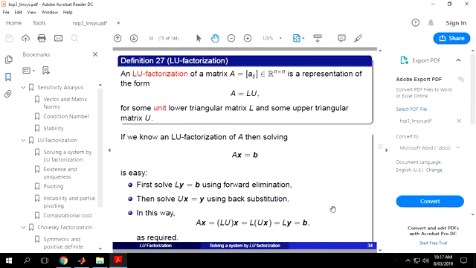So you solve it in two steps, and in terms of computer programming, forward substitution, forward elimination, and back substitution are very easy to implement. So once you have this LU factorization, then those 2 steps can be implemented easily.